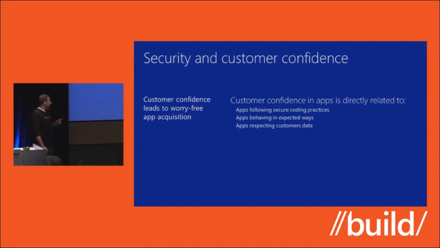Second, customers expect apps to behave in a particular way. The platform has been designed so that customers don't have to worry about installing and uninstalling apps and having the state of their machine changed. And so we'll talk a little bit about using that expected behavior in the use of capabilities.